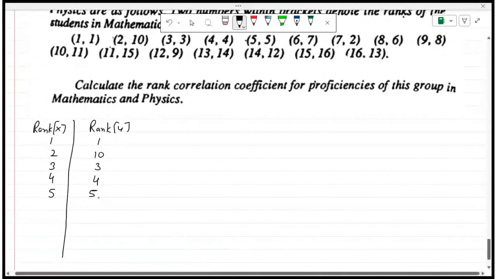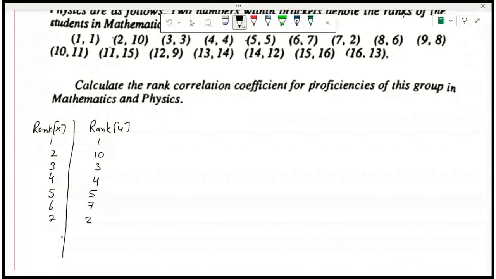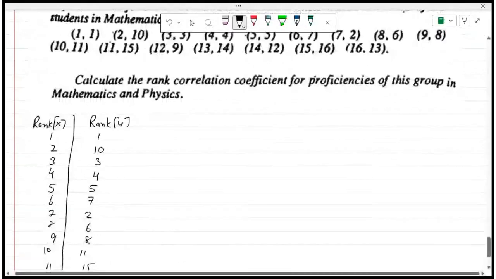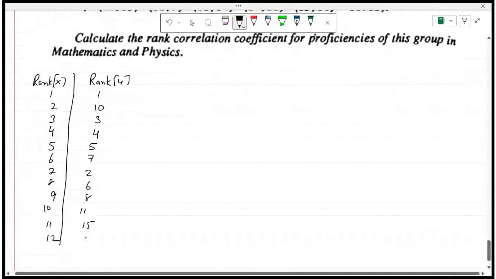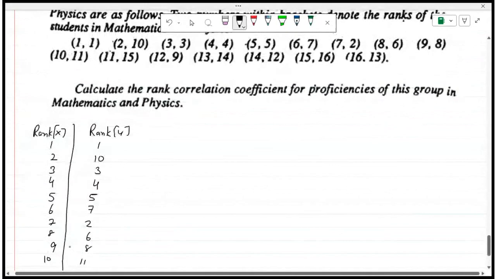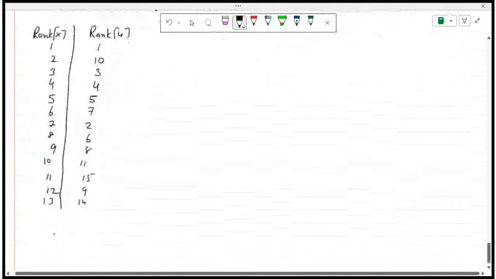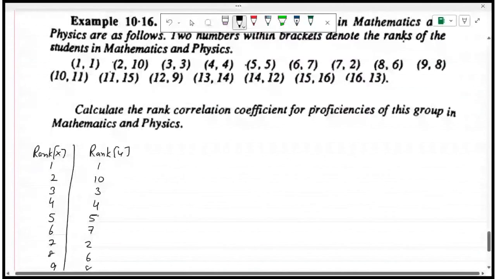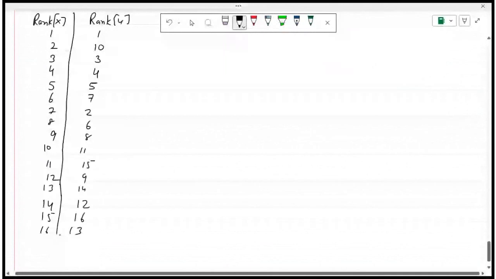5,5, 6,7, 7,2, 8,6, 9,8. Then we have 10, 11, 11, 15, 12, 9, 13, 14, 14, 12, 15, 16, 16, 13. So first of all, we have written the ranks. Okay.